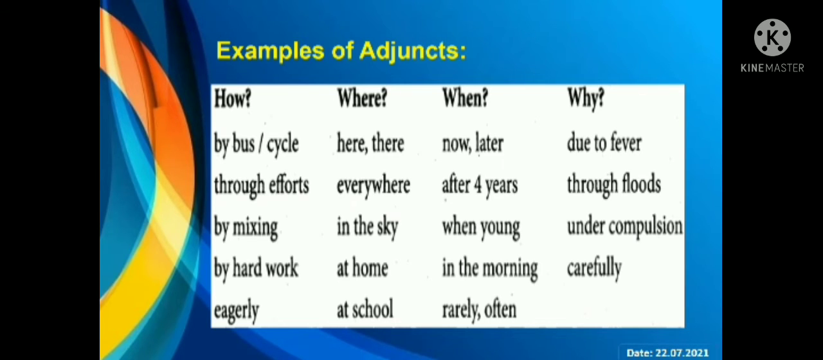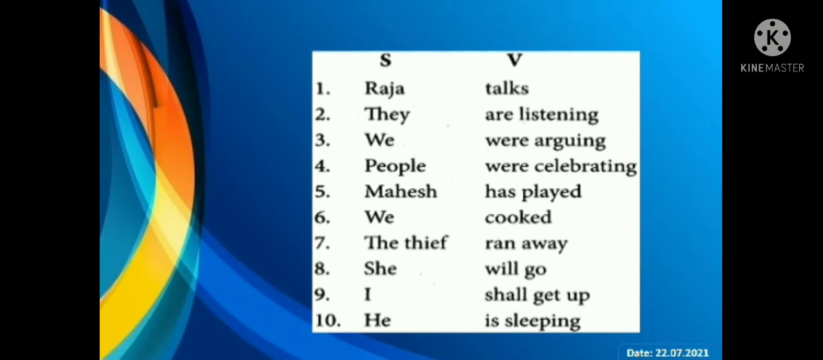So, examples given for how, where, when or why. How: by bus, bicycle, through efforts, by mixing, by hard work, eagerly. Where: here, there, everywhere, in the sky, at home, at school. When: now, later, after four years, when young, in the morning, rarely, often. This indicates the time. And why is a reason: due to, for, through, under compulsion, and carefully. So these are also called adjuncts.